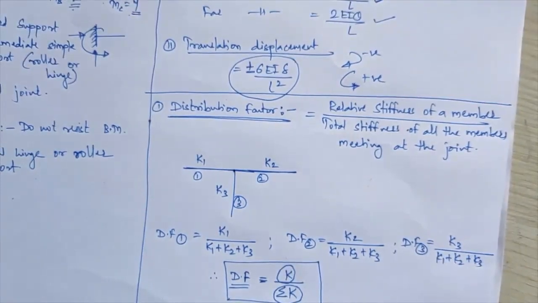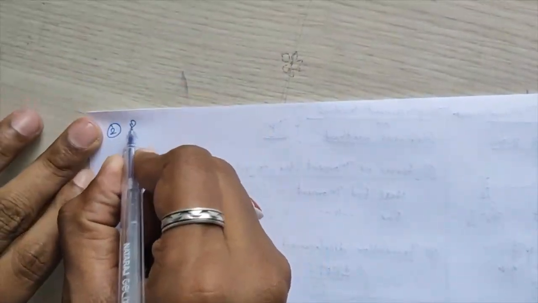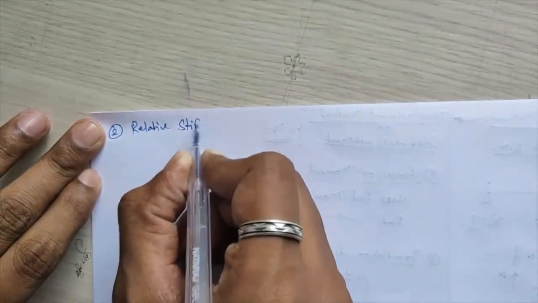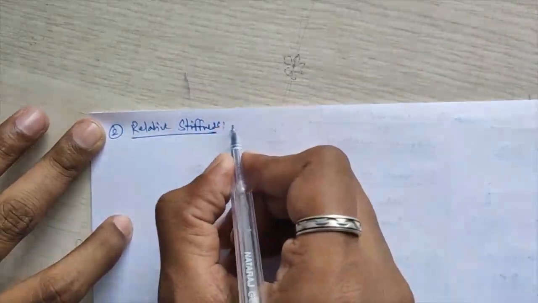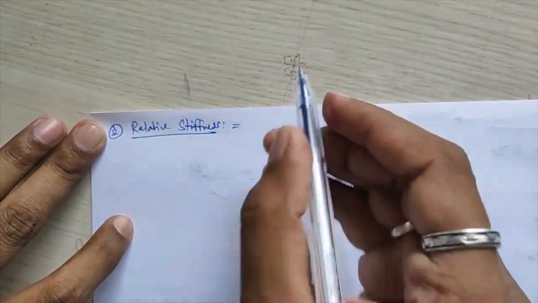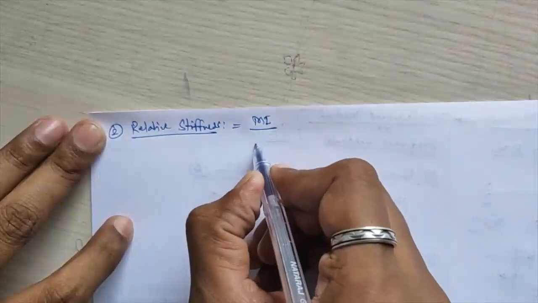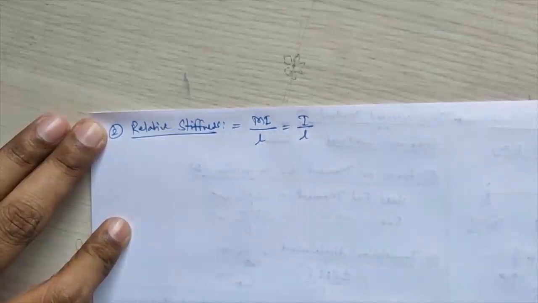So mark down your second term, that is nothing but your relative stiffness. Relative stiffness, simple, is the ratio of the moment of inertia of a member to the length of the member. That is simple, I will say that this will be equal to I by L.